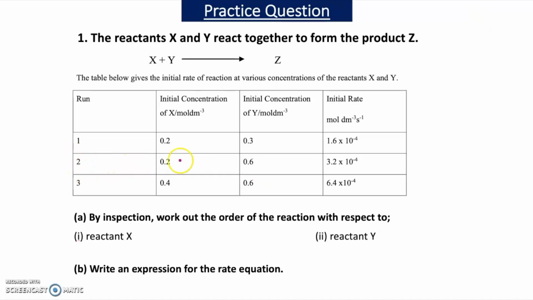So the first part of this practice question is asking you to work out the order of the reaction with respect to reactant X and Y. So I'm looking for runs where I double one of the concentrations and I keep the other fixed. So if you look at run 2 and 3, I'm doubling the concentration of X, but I'm keeping Y constant. So when I double the concentration of X from 0.2 to 0.4, the rate doubles. So I can conclude that it's first order with respect to X.